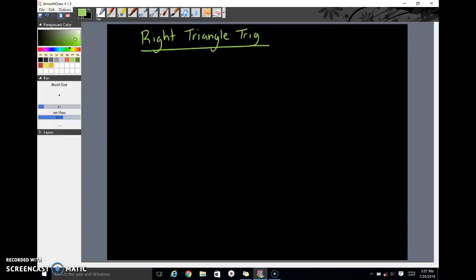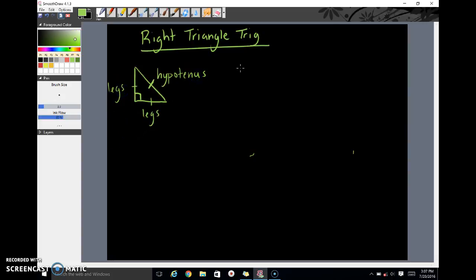In this video, we're going to look at right triangle trig. A right triangle means I have a triangle where one of my angles is 90 degrees, and that's usually denoted by a box in that corner. The side opposite to that right angle, or if you think of opposite as directly across from it, is called the hypotenuse, and then the other two sides are called legs.